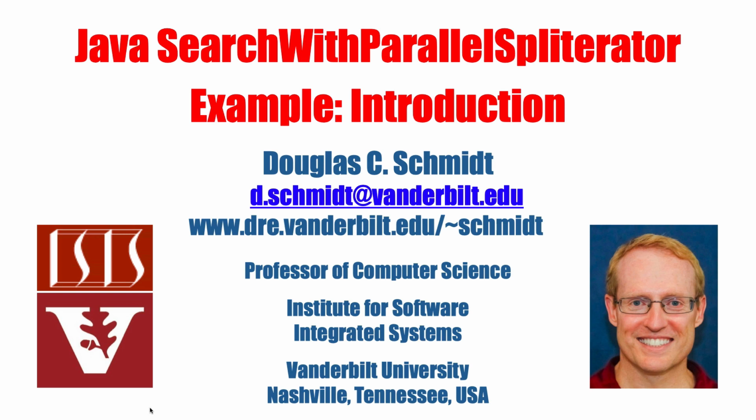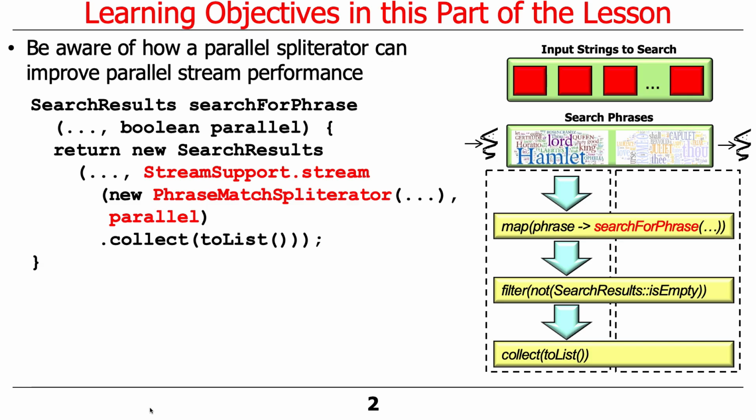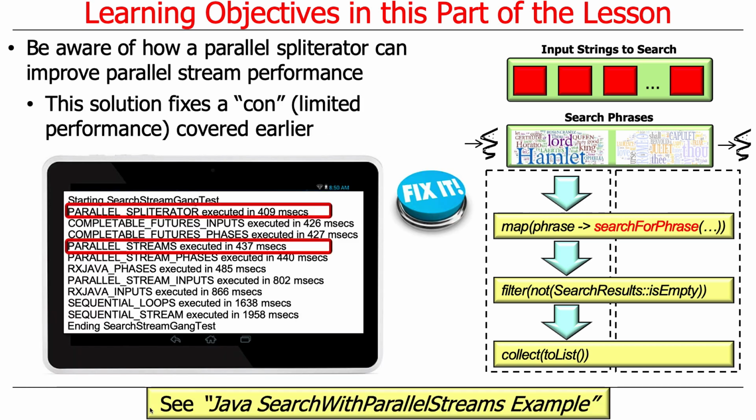Okay, so we're going to talk about another variant of our search stream gang program called the SearchWithParallelSpliterator example. And we're going to use this example to demonstrate how a parallel spliterator may or can improve the performance of parallel streams. And this particular solution will help to address a limitation with the previous approach, where we were able to get even faster, more scalable performance using additional parallelism than we had been able to do with the more straightforward approach that just made all the streams parallel streams.